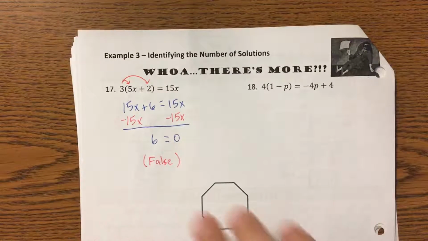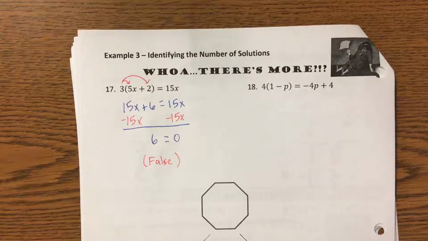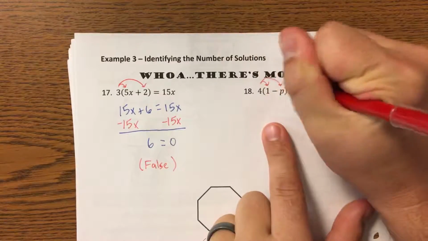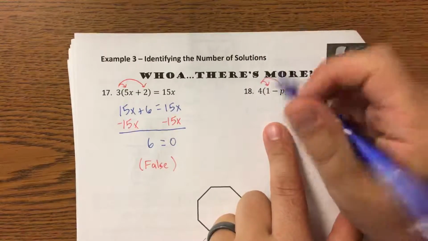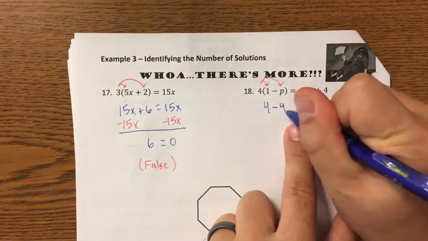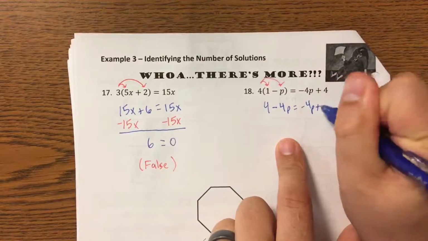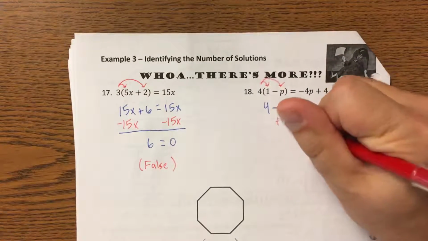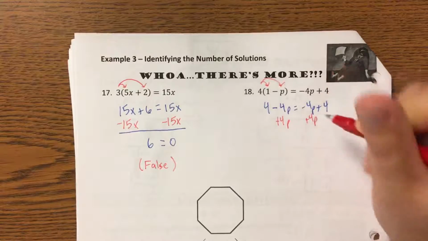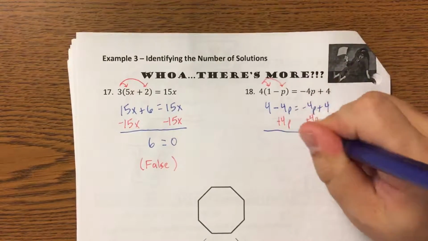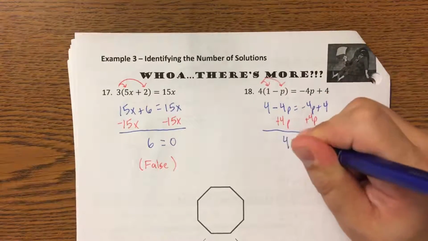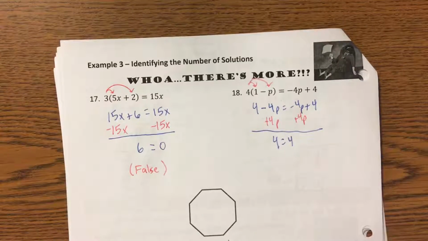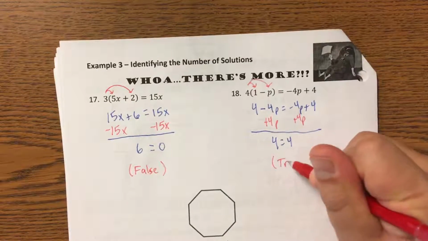I haven't written what the actual answer is yet, but if you look at 14, when we distribute the 4, we get 4 minus 4p equals negative 4p plus 4. Then I take the next logical step, which is to add 4p to both sides. These will cancel out, and I get 4 equals 4. Here's an example of all of the variables canceling out, and you end up with a true statement.